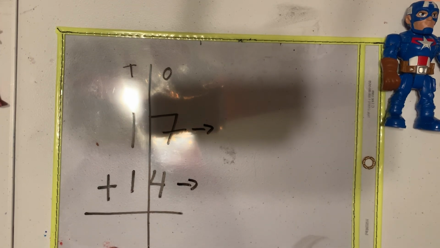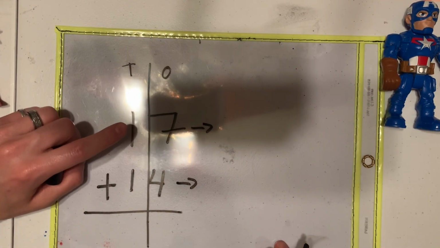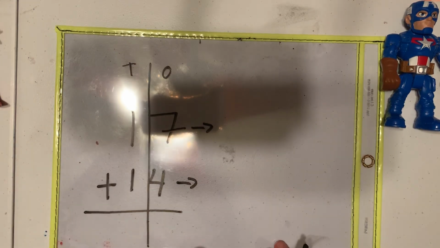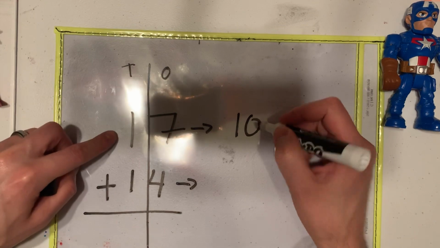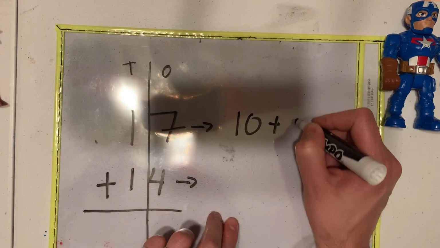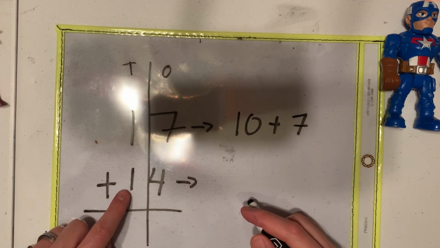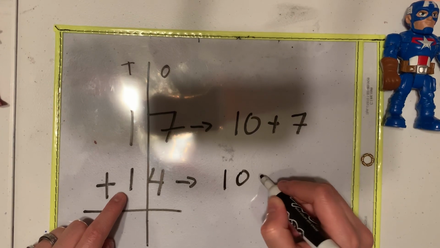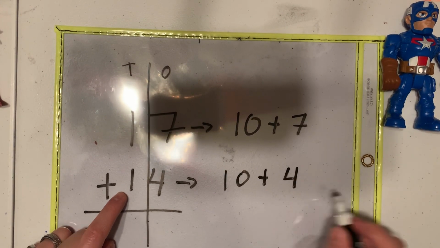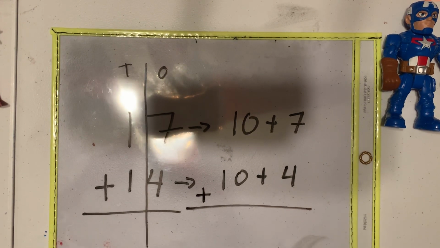With these two, I'm going to do expanded form. Remember that 17, the expanded form is 10 plus 7. Because we have 1 ten, which is 10, plus 7 ones. 10 plus 7 is 17. Then we have 14. The expanded form of 14 is 10 plus 4. If we add this right here, it's going to be easier now.